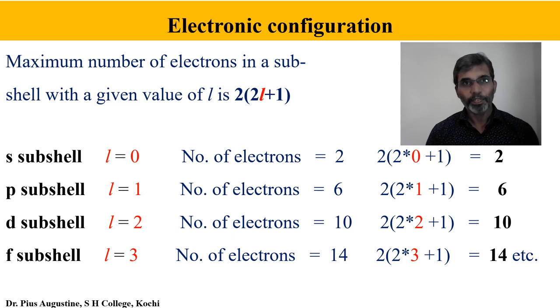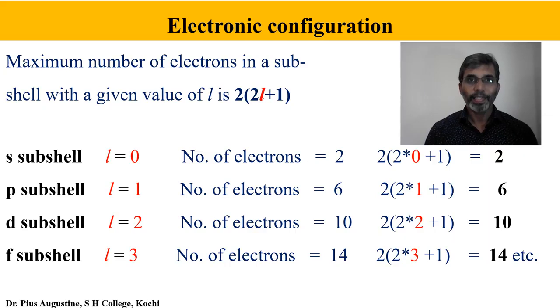Then next, l equal to 5, what do you expect? 22 electrons. Because see, there is a gradual increase. That is, the number of electrons increases by 4 with every increase in l value. Right? You just check that slide, you can see it at the right end.